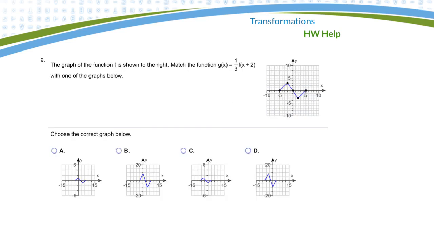Okay, question 9. The graph of the function is shown to the right, match the function with one of the graphs below. Oh. So this is a normal f(x) graph. And what they're doing here, this will be a shrink. That's an a value. So that'll shrink all the y values by a third. And this tells me it has to move to the left 2.